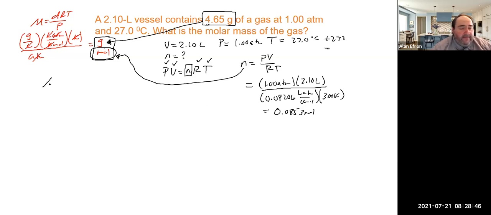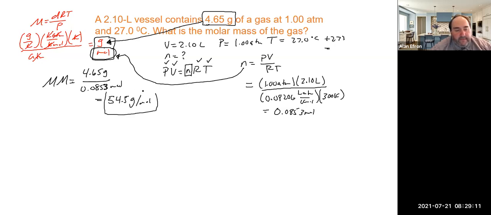Now we have really everything we need to solve for the molar mass. It would be 4.65 grams divided by 0.0853 moles. Again, here the units do not cancel out, which is good because the units of molar mass are grams per mole, and that gives us something like 54.5 grams per mole. Any questions on any of those steps?